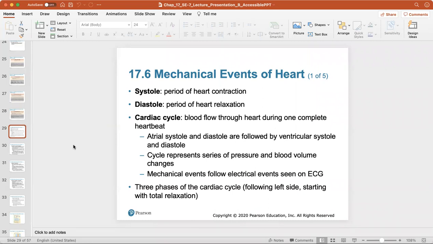The cycle represents a series of pressure and blood volume changes, and the mechanical events follow the electrical events seen on the ECG. There are 3 phases of the cardiac cycle following the left side, starting with total relaxation.